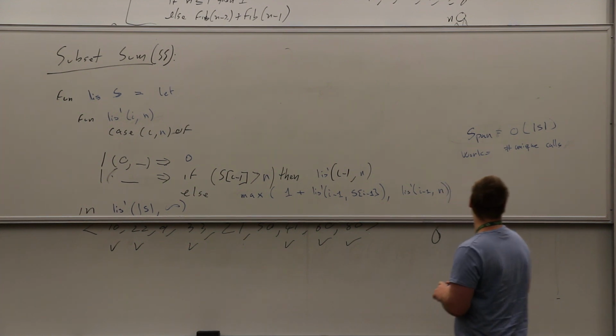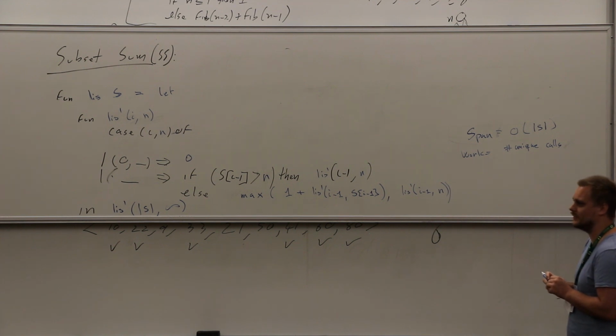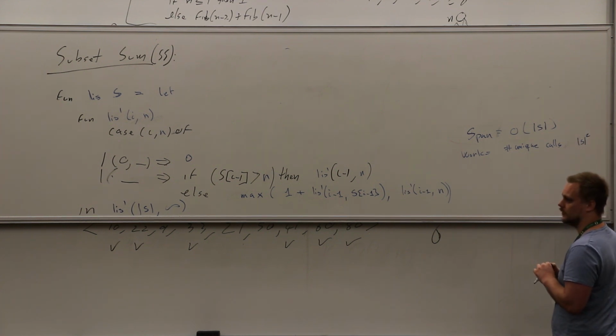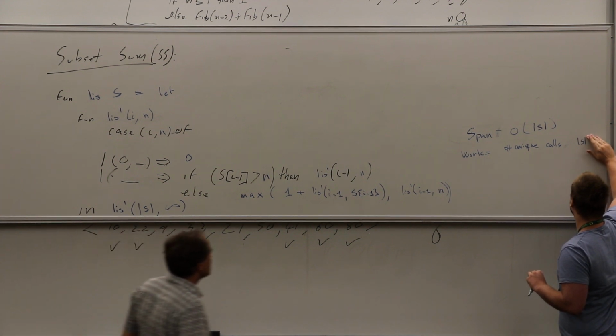They're not going to be, unlike the first argument, which is between 0 and n. It's going to range over any number, but there should still only be n possible values it can have, right? The unique calls is S.